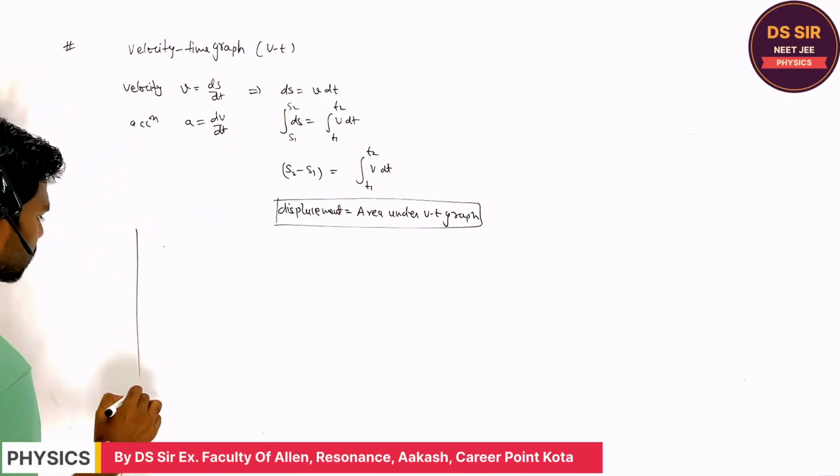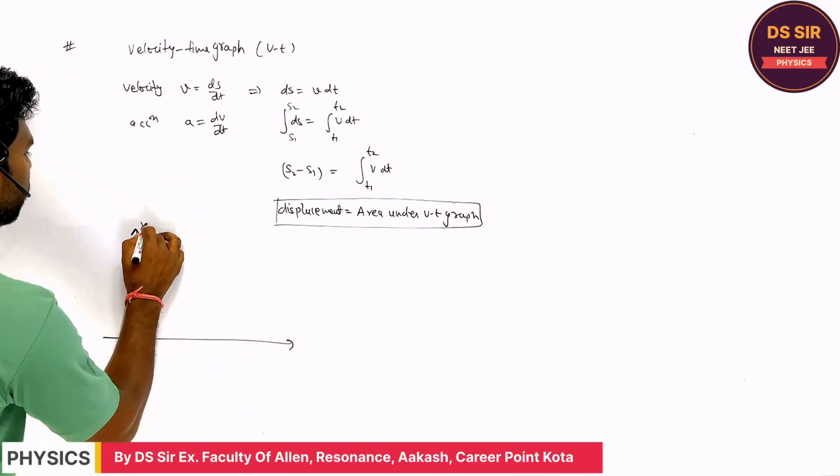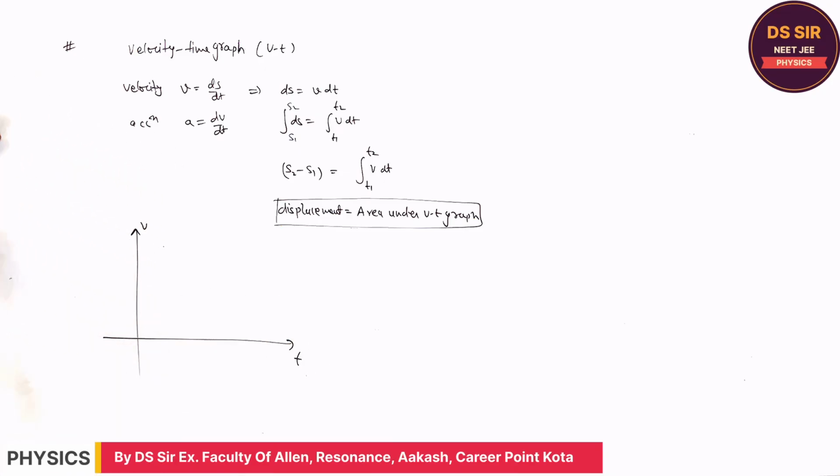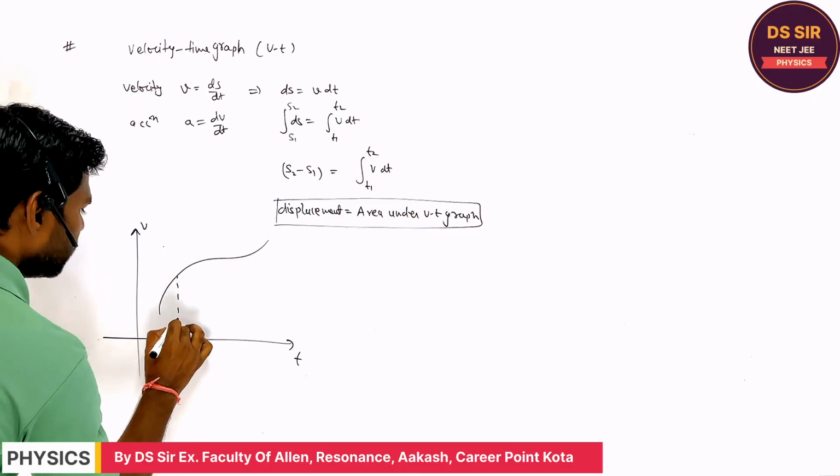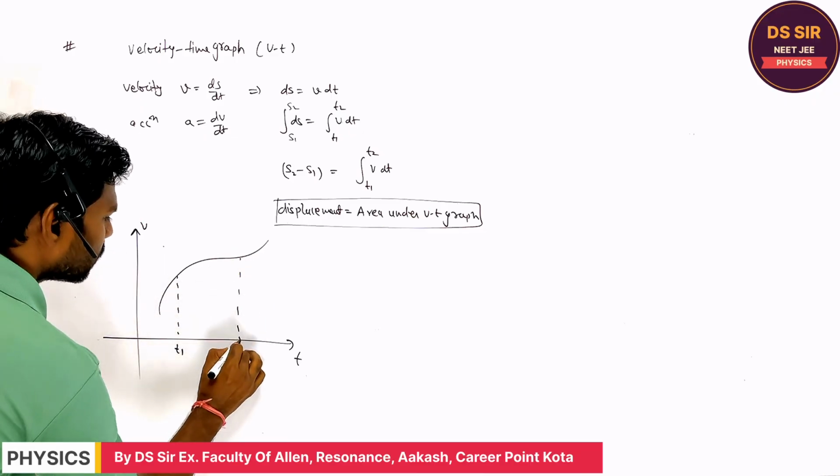For example, suppose we have the v and t graph like this. Is it clear or not? Suppose the graph is like this, right? From t1 to t2, right?